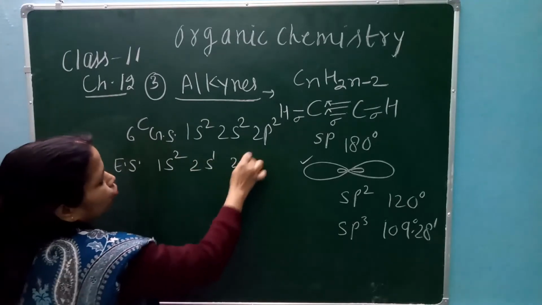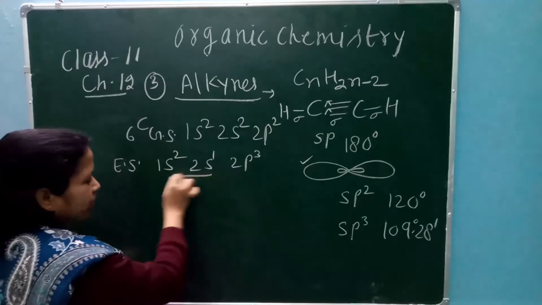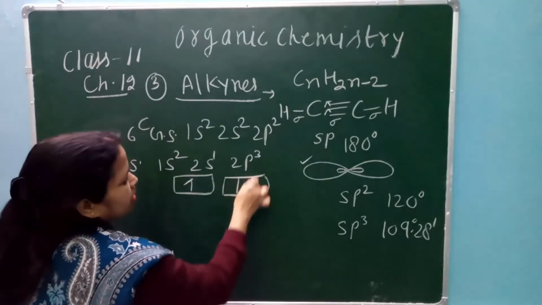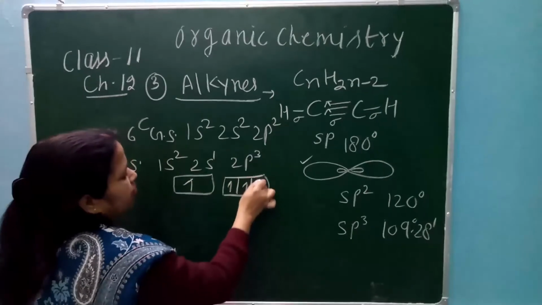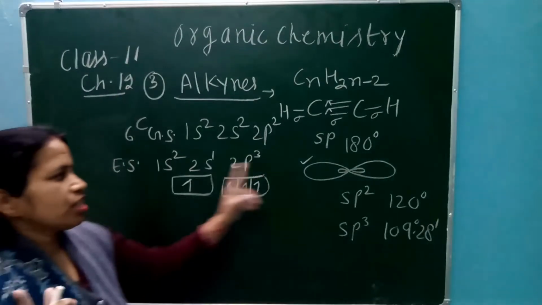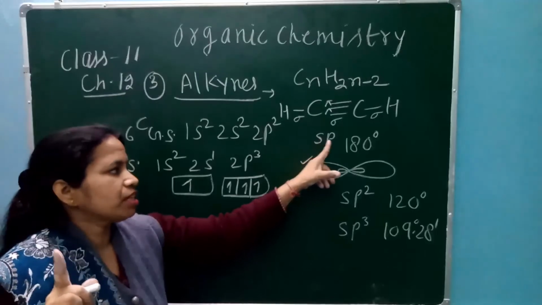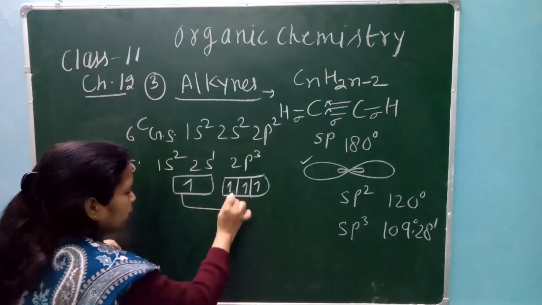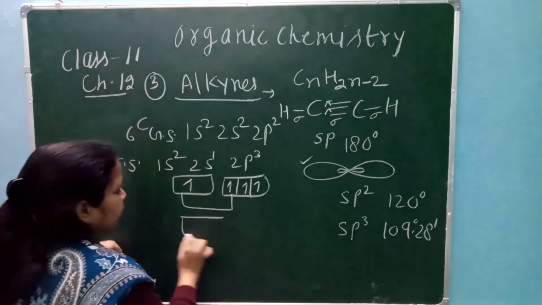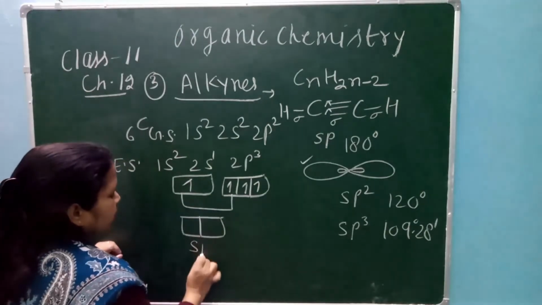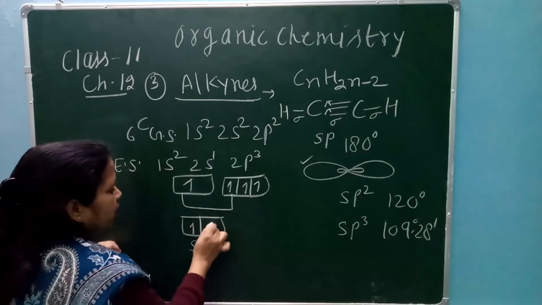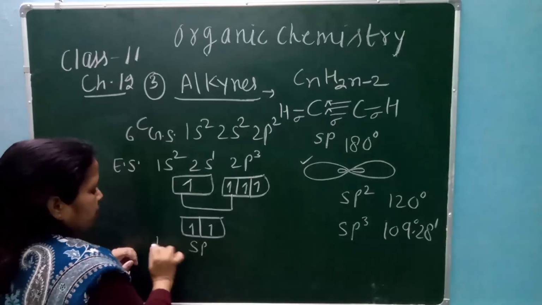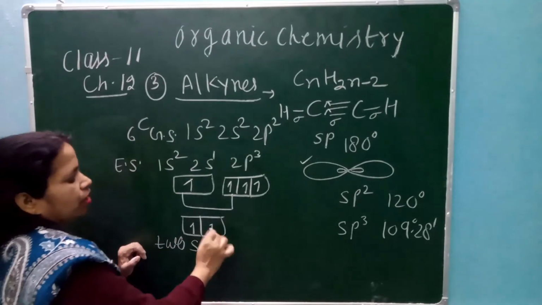1s2, 2s1, 2p3. Write down the excited state. Are you getting my point? Hybridization is sp, so one s orbital mixes with one p orbital. How many hybrid orbitals form? Two sp hybrid orbitals, each containing one electron. Okay, two sp hybrid orbitals are formed.